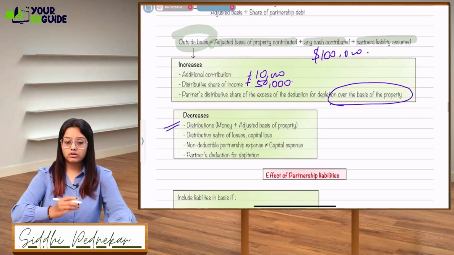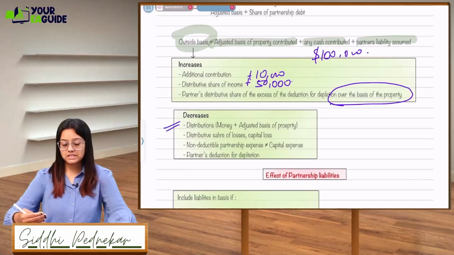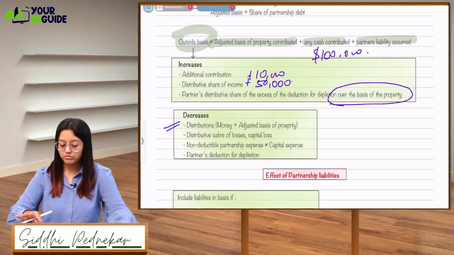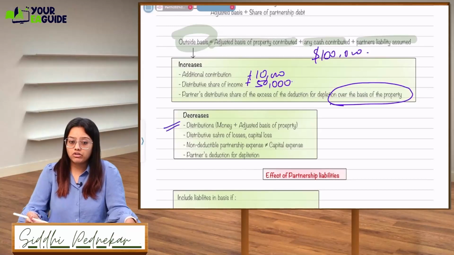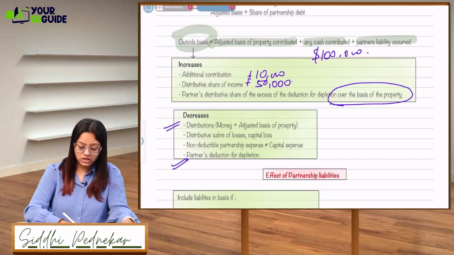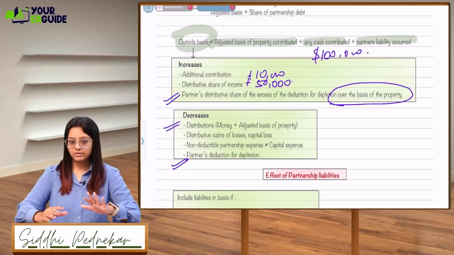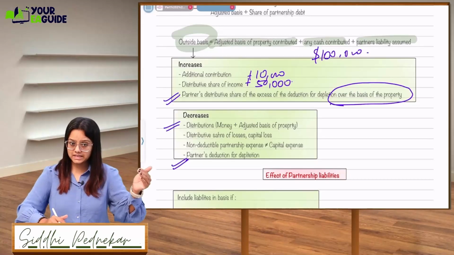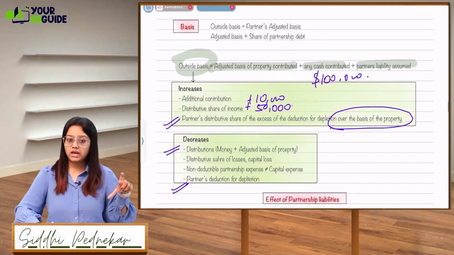Decrease means what? You are going to take a distribution, so it decreases. If you have a loss, reduce it. If you have non-deductible partnership expenses which cannot be capitalized, and those are non-deductible to the partnership firm, you are going to reduce it. And partnership deduction for depletion: this is an increase in depletion, this is a decrease in depletion, the same thing only. Where it increases, you are going to add it; where it decreases, you are going to reduce it. Okay, this is the outside basis calculation.